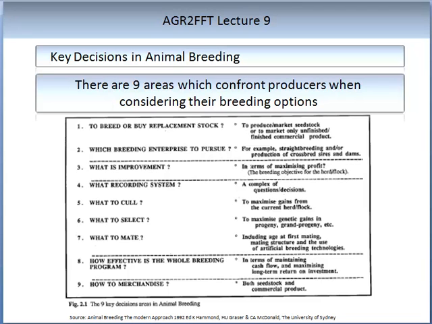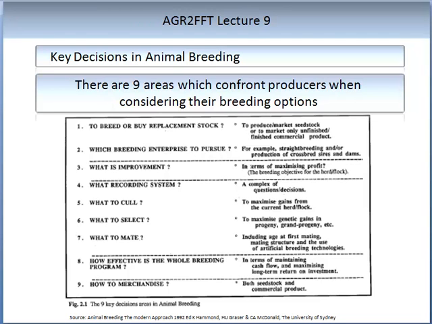How effective is the whole breeding program? You have to continuously review, maintain cash flows and maximize long-term return on investment while keeping a close eye on what your business is doing from a day-to-day perspective. And how do you merchandise your product? This is both the seed stock and the commercial product you need to consider.